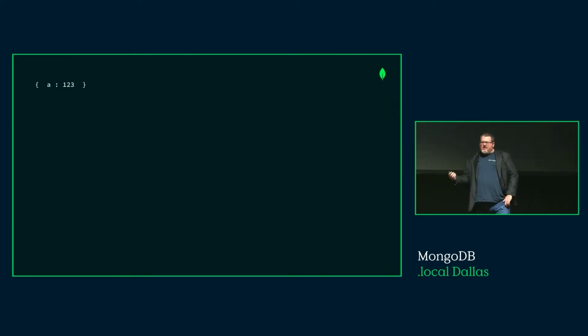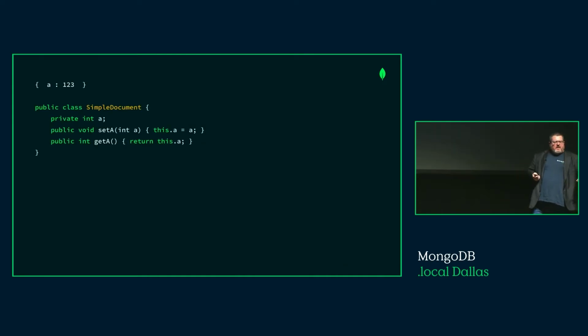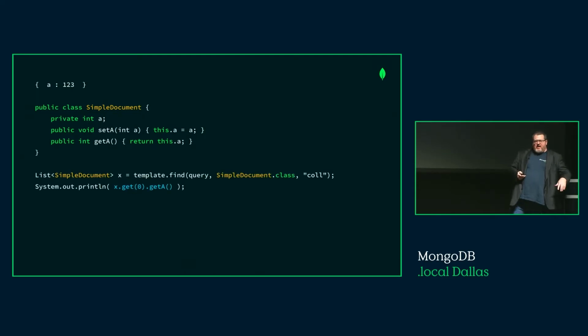So let's say we have a simple document here. I've got a single field with 1, 2, 3 in it. I'm going to create a class that represents that, my simple POJO, that has a private integer and a couple getters and setters. I want to execute a query to find that. In this case, I'm going to just dump it into the simple document class, and then output that. And then I can treat it just like any other object in Java, right? That's how we've all been doing this for the better part of 15, 20 years using ORM technology.